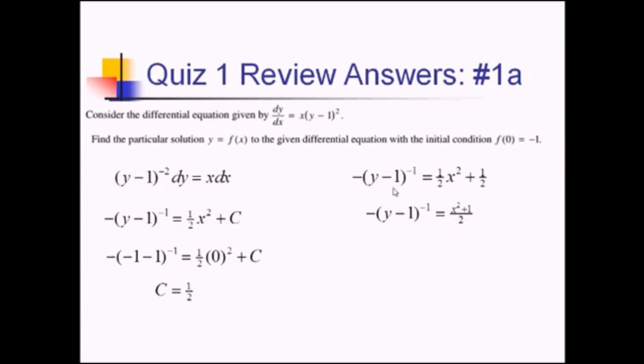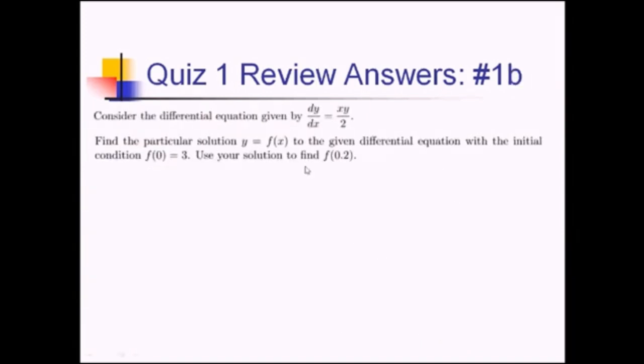Next, we're going to multiply or divide by -1. So that's going to be (y minus 1) to the -1 equals negative this fraction. Next, to get rid of this -1 exponent, I'm going to raise both sides to the -1. So that just gives me y minus 1 on the left side. On the right side, I'm just flipping this fraction, so 2 over (x squared plus 1), still negative. And then finally, we add 1 to both sides to get y by itself. And this expression is our final answer.